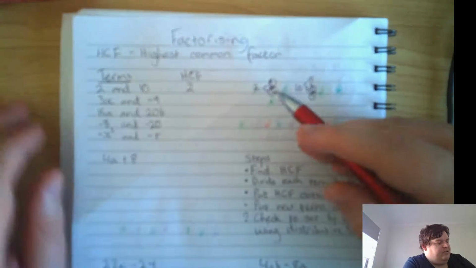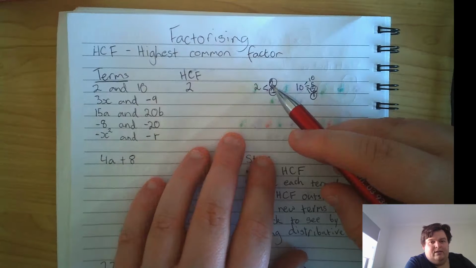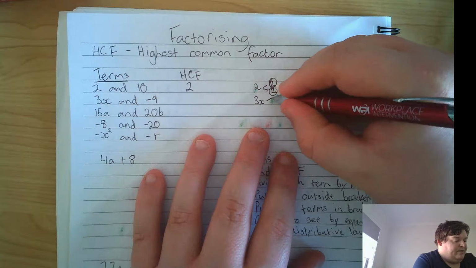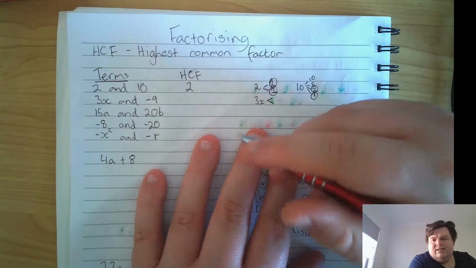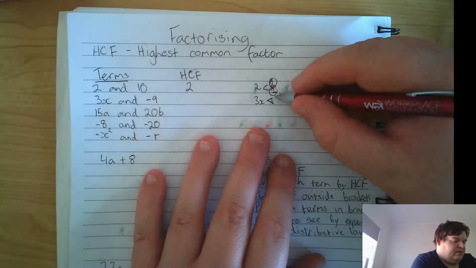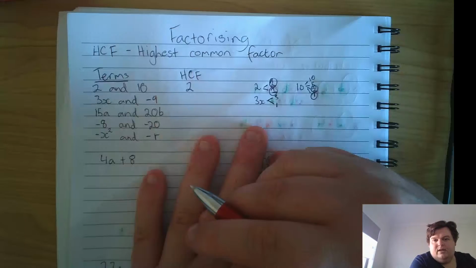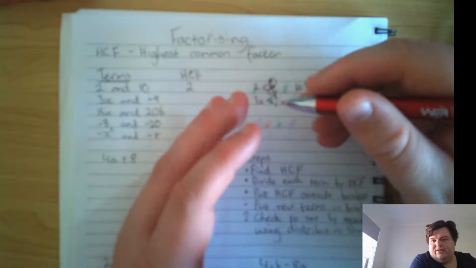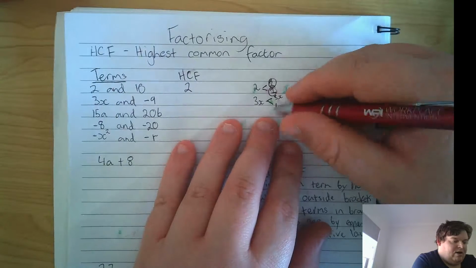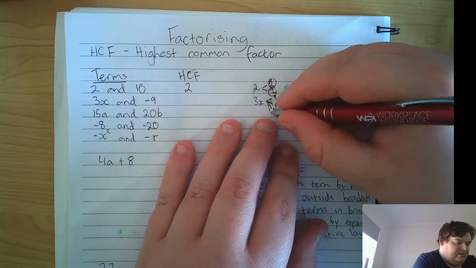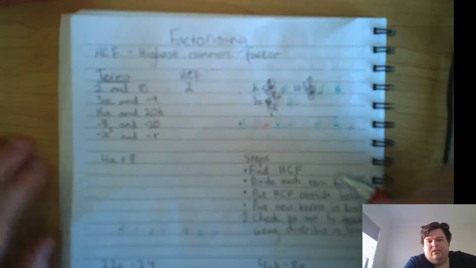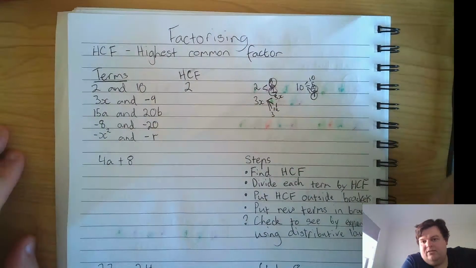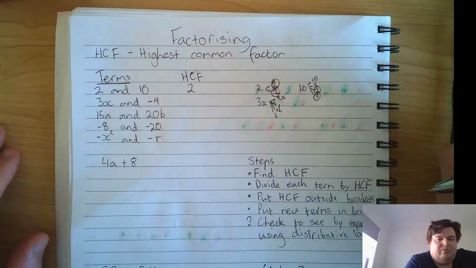Highest common factor of 3x and negative 9. Let's have a look. This makes it a bit more interesting because you could have 3 and 1, but it's not just a regular 3 and 1 because there's also an x involved here. So it's 3x and 1, or you could have 1x and 3. They're the possible factors of 3. 3x times 1 would give you 3x, and 1x times 3 would give you 3x. Either of those two are possible solutions.